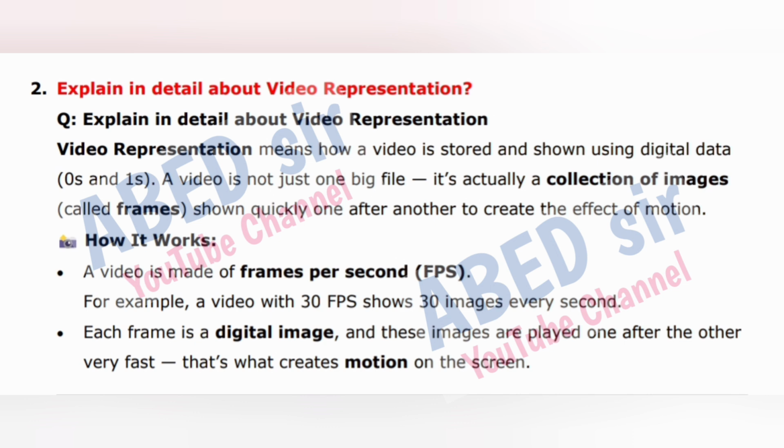How it works? A video is made of frames per second, FPS. For example, a video with 30 FPS shows 30 images every second. Each frame is a digital image, and these images are played one after the other very fast. That's what creates motion on the screen.